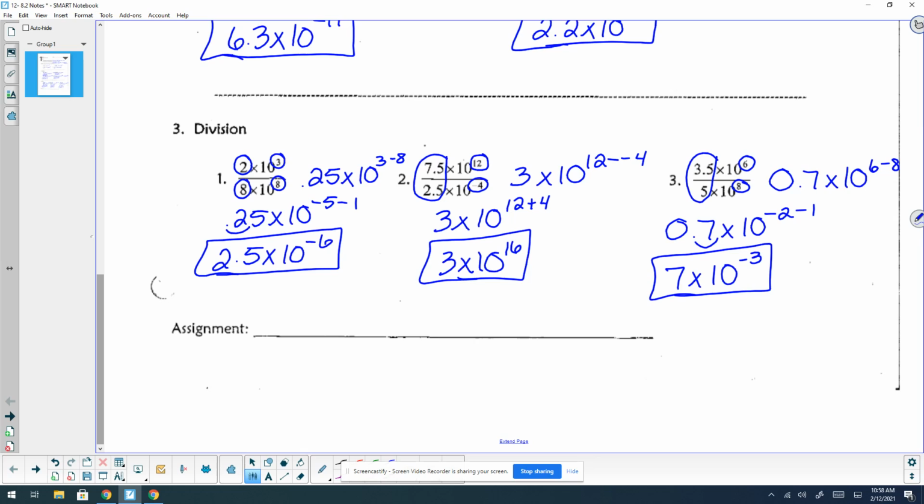So all in all, what you're going to do when you have a division problem with scientific notation is you're going to divide the number that's in front of your times 10. Always take the number in the numerator and divide it by the number in the denominator. And then you're going to subtract your exponents. Always subtract the exponent in the numerator minus the exponent in the denominator. It is okay if we have negative exponents.